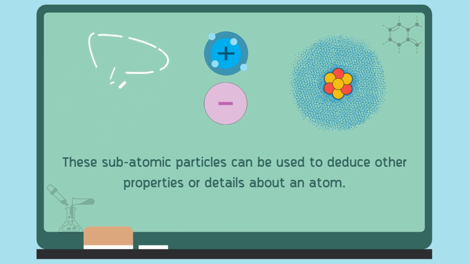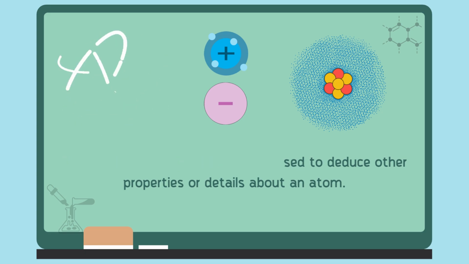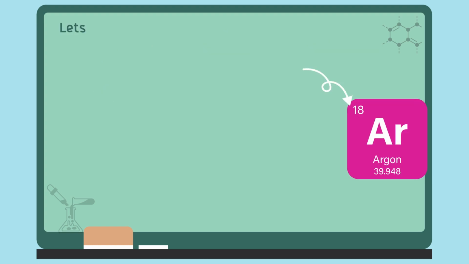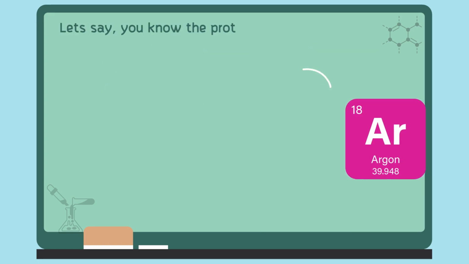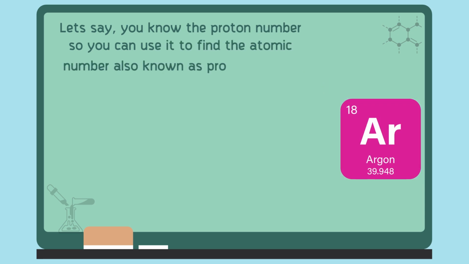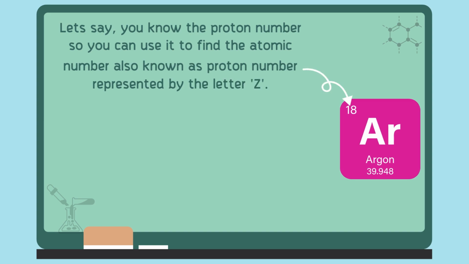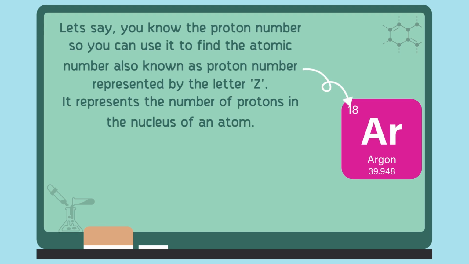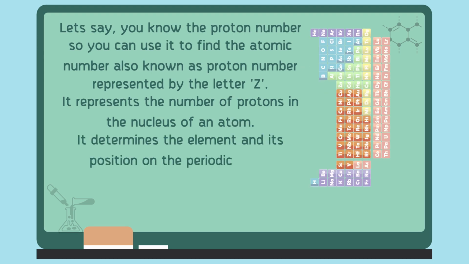These subatomic particles can be used to deduce other properties or details about an atom. Let's say you know the proton number, so you can use it to find the atomic number, also known as the proton number, represented by the letter Z. It represents the number of protons in the nucleus of an atom. It determines the element and its position in the periodic table.